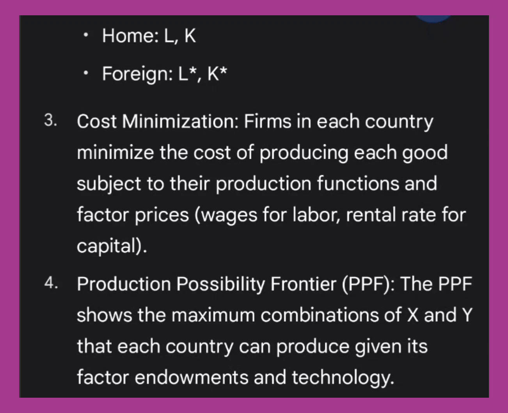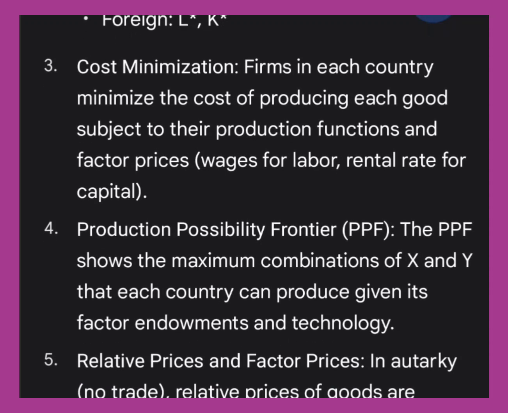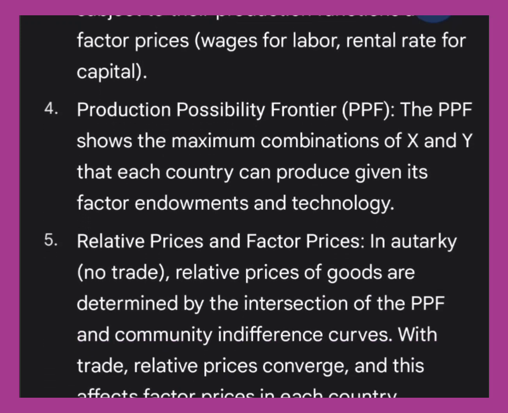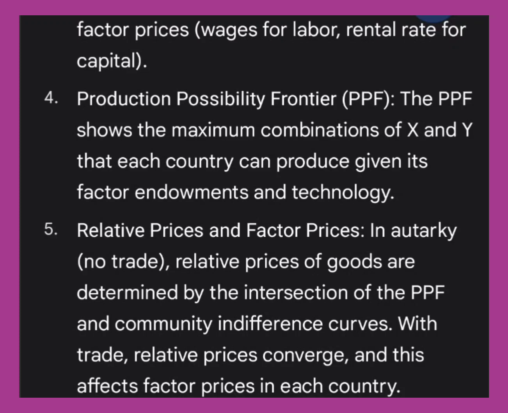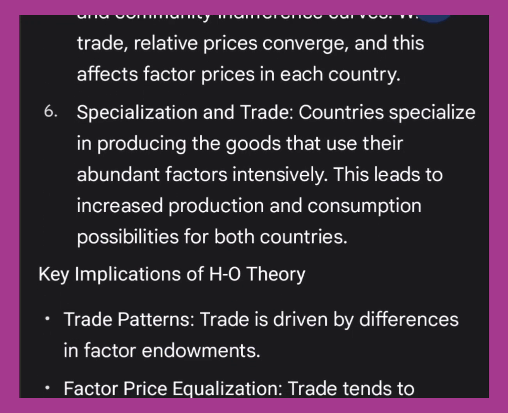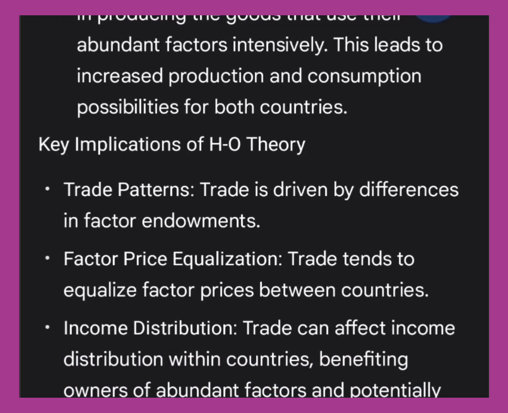4. Production possibility frontier, PPF. The PPF shows the maximum combinations of X and Y that each country can produce given its factor endowments and technology. 5. Relative prices and factor prices. In autarky, with no trade, relative prices of goods are determined by the intersection of the PPF and community indifference curves. With trade, relative prices converge, and this affects factor prices in each country. 6. Specialization and trade. Countries specialize in producing the goods that use their abundant factors intensively. This leads to increased production and consumption possibilities for both countries.